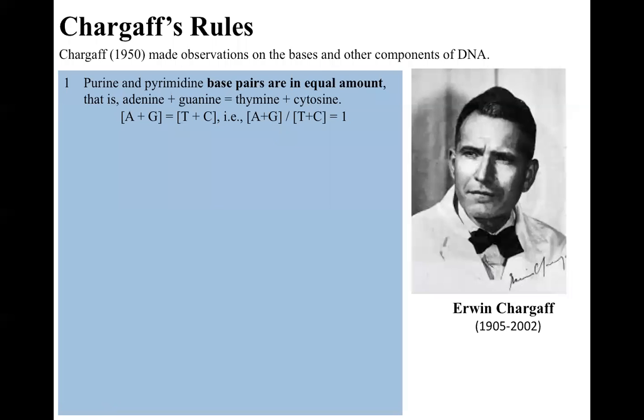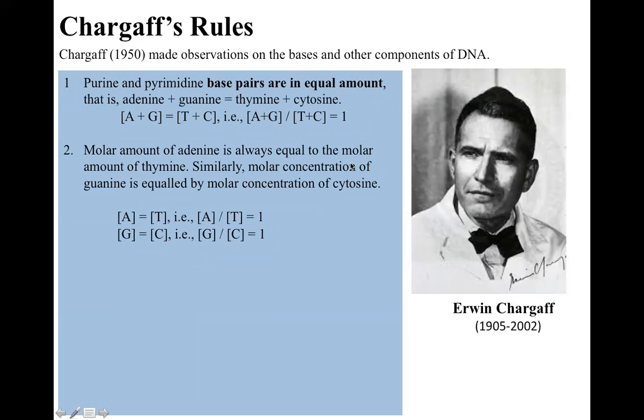That is, purines and pyrimidines are in equal amount. The second rule is that the molar amount of adenine is always equal to the molar amount of thymine, because adenine pairs with thymine. They are like partners, so they are in the same molar amount. Similarly, the molar concentration of guanine is equal to the molar concentration of cytosine, because guanine always pairs with cytosine with 3 hydrogen bonds. This is the simple rule: adenine equals thymine and guanine equals cytosine. The ratio of adenine to thymine is 1, and guanine to cytosine is also 1. And the third rule is that sugar deoxyribose and phosphate groups occur in equimolar proportion.